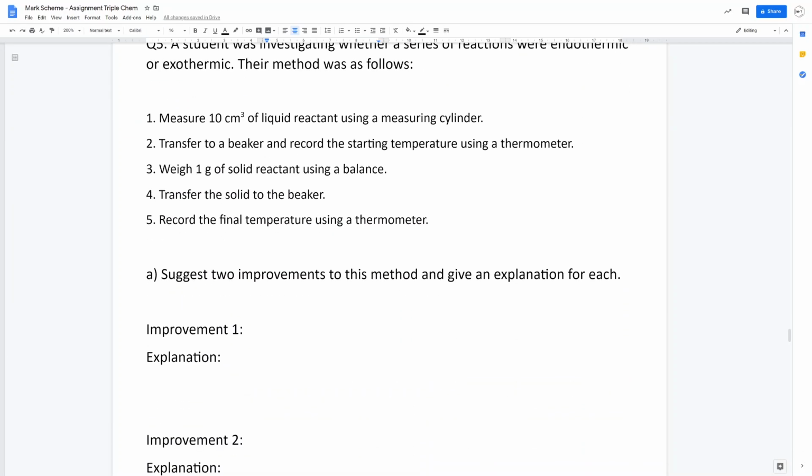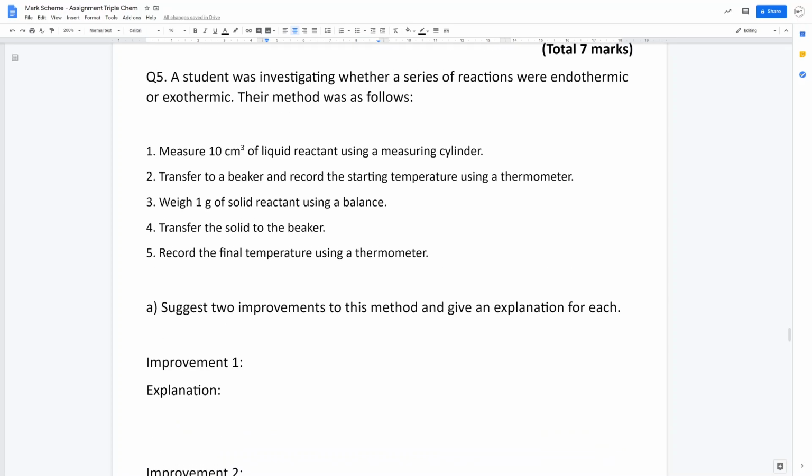Okay, question 5 now. A student was investigating whether a series of reactions were endothermic or exothermic. Here's what they've done. They've measured 10 centimetres cubed of a liquid reactant using a measuring cylinder, transferred it to a beaker and recorded the starting temperature using a thermometer. Nice naming of equipment here, that seems good. They've weighed 1 gram of the solid reactant using a balance, again naming the equipment, transferred the solid to the beaker and recorded the final temperature using a thermometer.